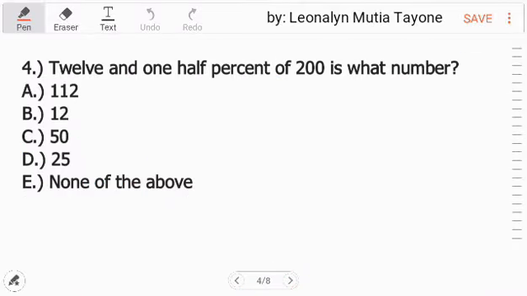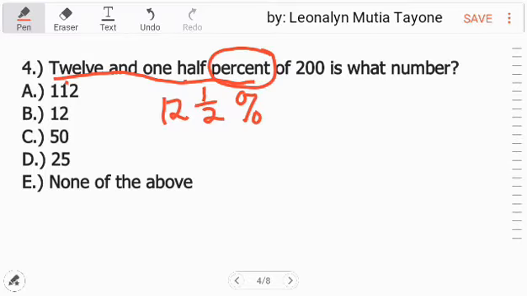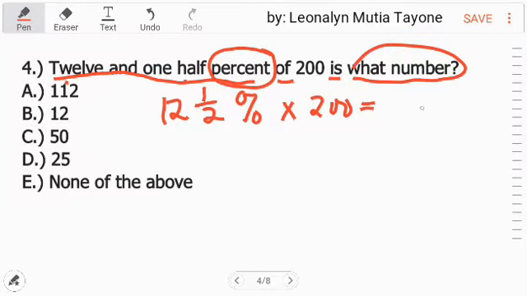Now, let's do question number 4. 12 and 1/2% of 200 is what number? Kapag sinabing 12 and 1/2%, paano yan isulat? 12 and 1/2%. That is the percentage sign, multiplication yan siya. 200, equal yan siya. What number? Let n be that number.